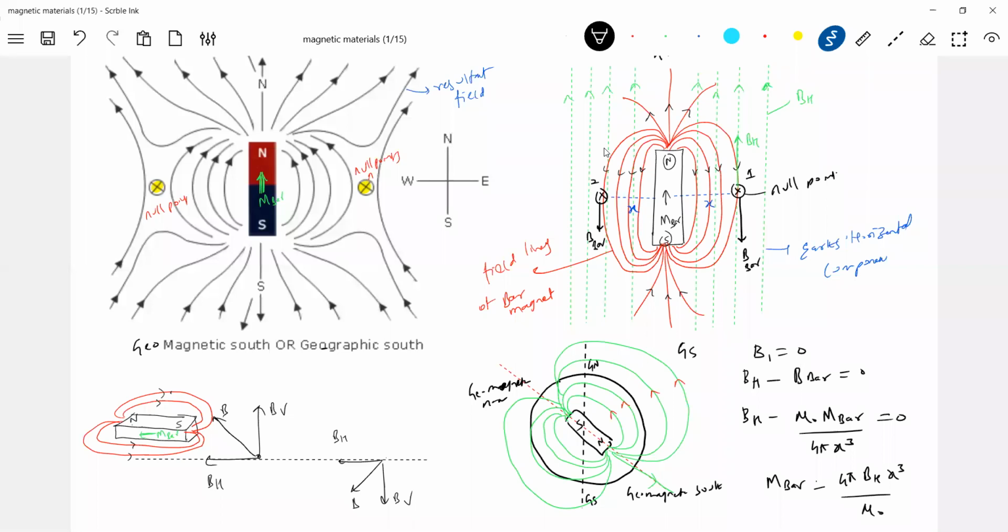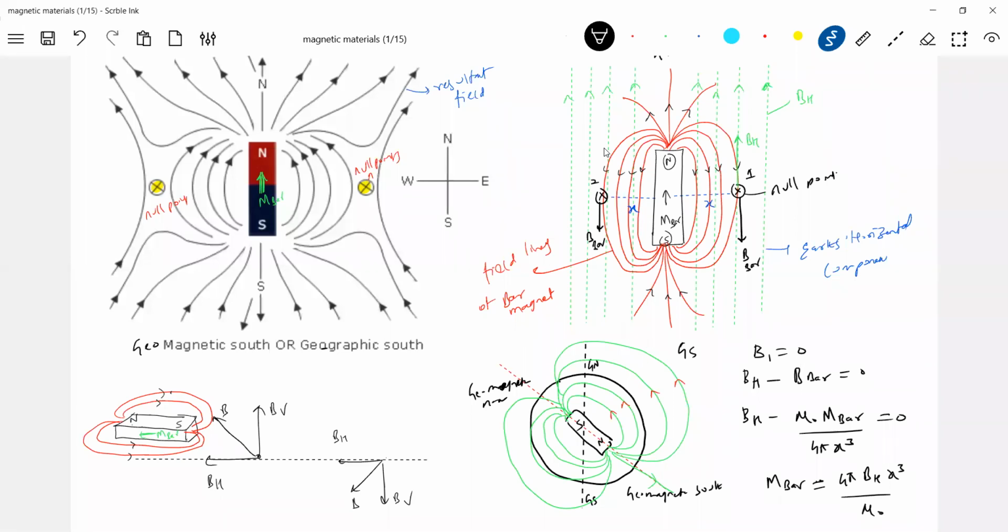Because Earth's radius is 6,400 kilometers. Look at the surface area of Earth, 4 pi r squared, with r about 6,400 kilometers. So in a region of even 50 to 100 kilometers, the value of BH will be the same. Like this, I am able to find out the dipole moment of a bar magnet.